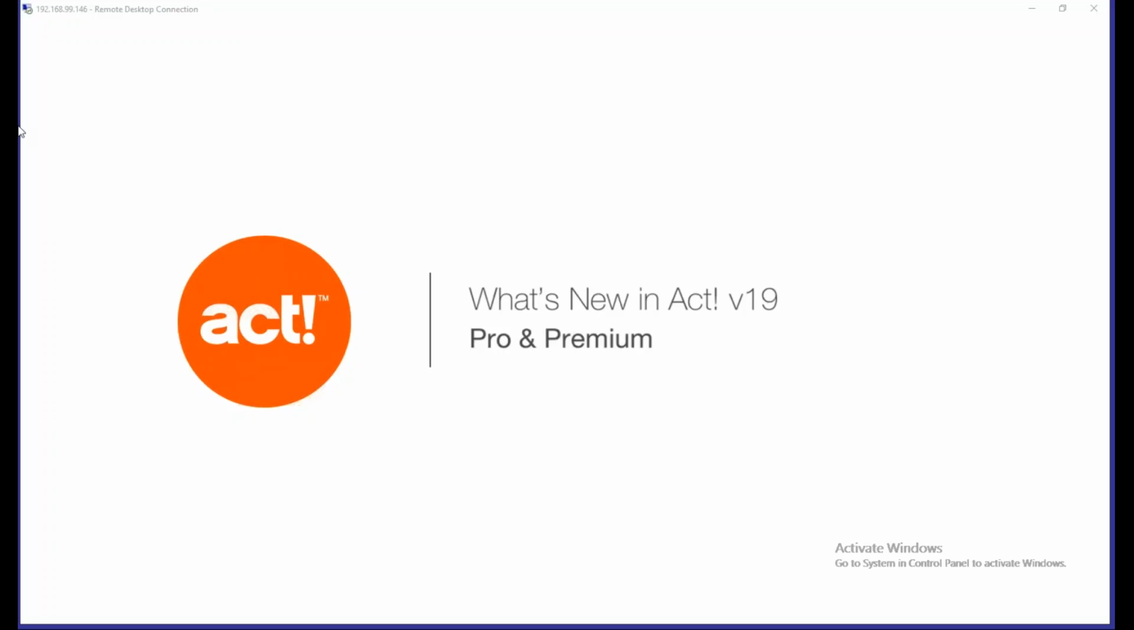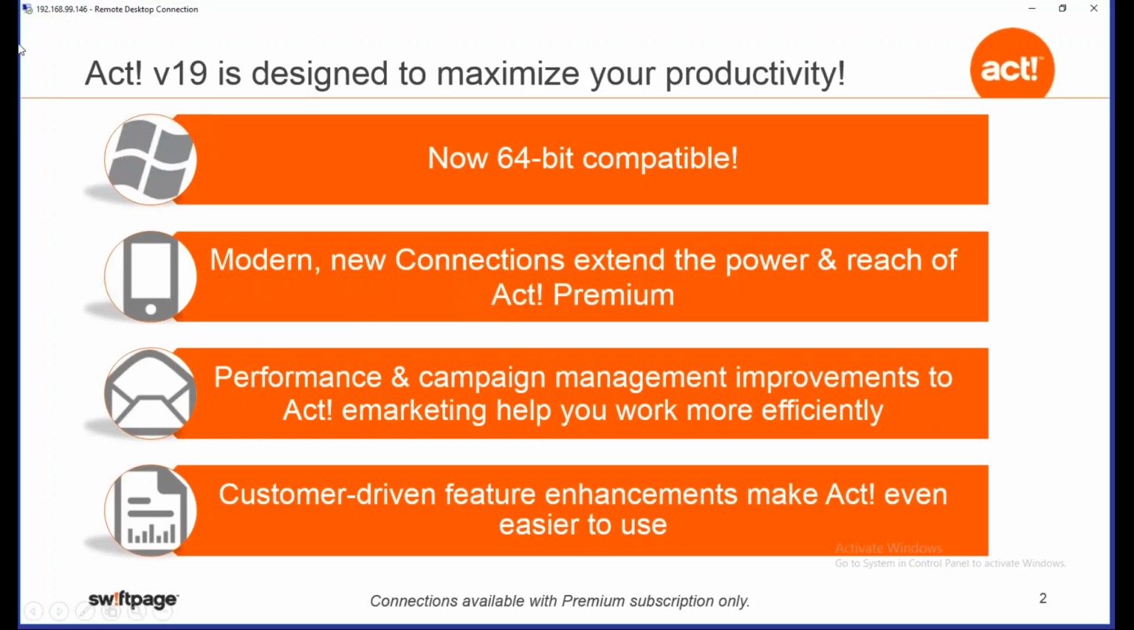Okay, so we're going to discuss what's new in version 19 of ACT, Pro and Premium. First thing is it's now 64-bit compatible. So this is great news for those clients who have the Office 64-bit product line. So your Word, your Outlook, Excel, things like that. ACT is now compatible with those 64-bit versions.